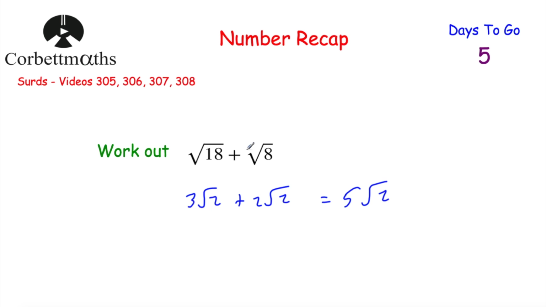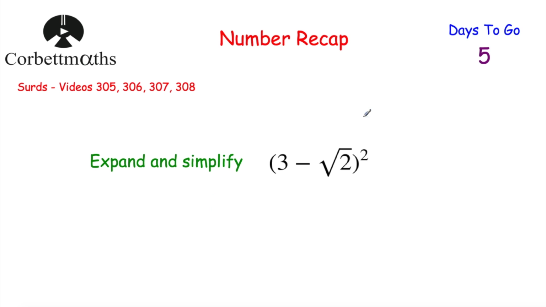So if you've been asked to add or subtract surds, you need to simplify it, and then you should end up with the same root 2 part or root 3 part or whatever, and then you just add them or subtract them. You also may need to be able to answer questions that involve squaring brackets involving surds.